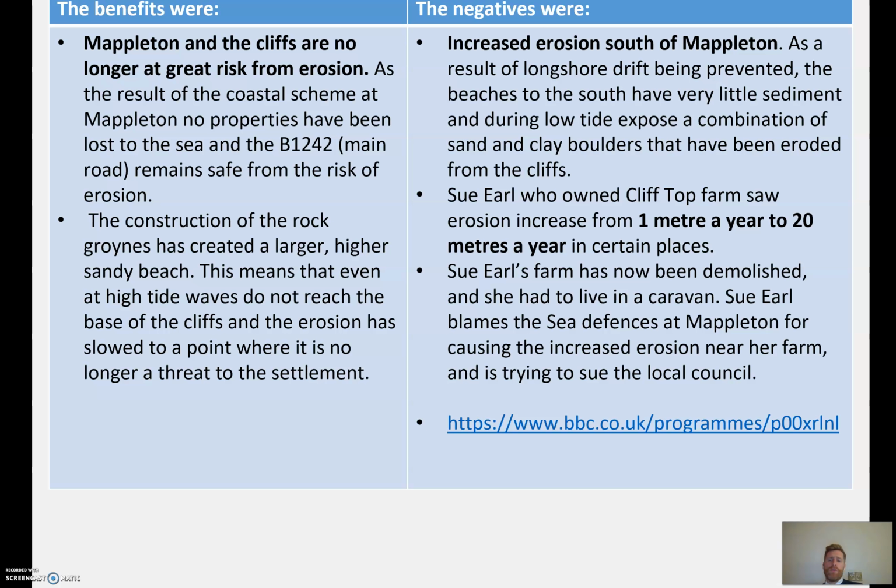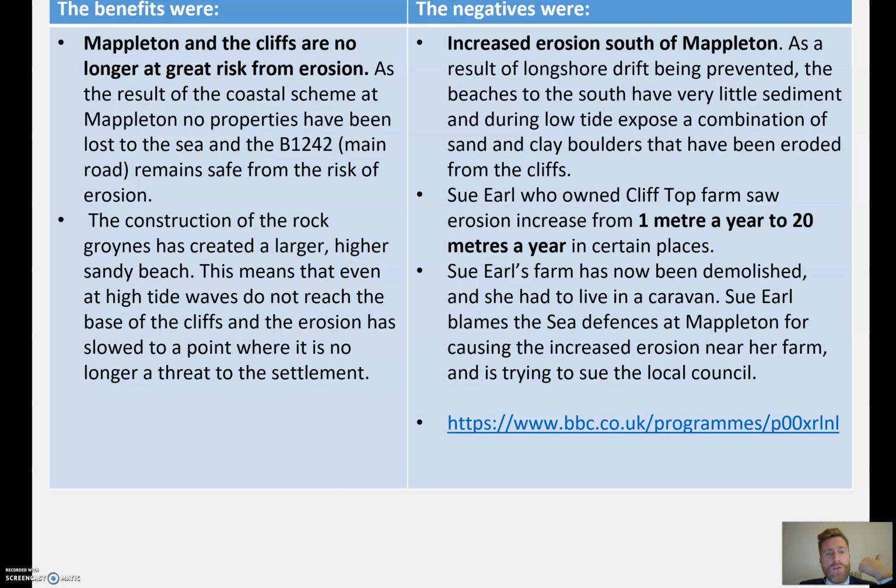Anytime you do something like this, you have positive benefits and you have negative consequences as well. So what were the positive benefits of this coastal defence scheme on the Holderness coastline at Mappleton? Well, number one, it worked. It was great. Mappleton is now safe. The road is safe. The houses are safe. They're no longer at risk. So it's done its job.